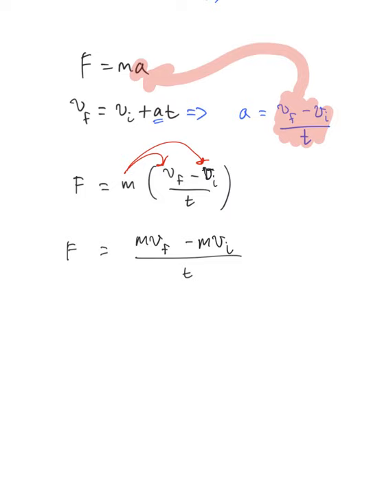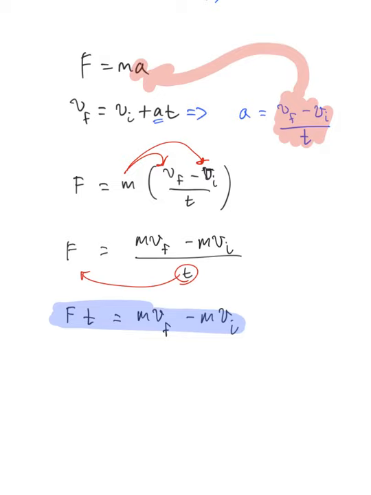All right, back to this now. The last thing I'm going to do is take the t and move it over to the left-hand side by multiplying both sides by t, and I get F times t equals mv final minus mv initial. And believe it or not, this is the impulse momentum theorem. That's what this thing is. We'll break it down in a minute, but this is the impulse momentum theorem. I did that derivation just to show you that it doesn't come out of nowhere.